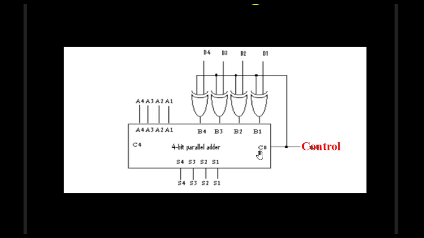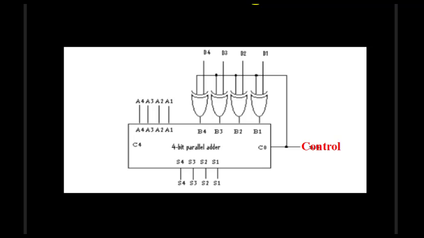Here this carry in, which may come from the previous IC, is acting as a control pin. So we are adding some hardware. Here we are adding 4 XOR gates. We are not directly connecting the input to B0, B1, B2, B3, we are connecting it through XOR gates. And one input of every XOR gate is connected to the control pin.